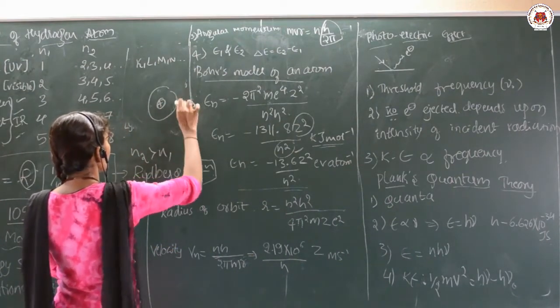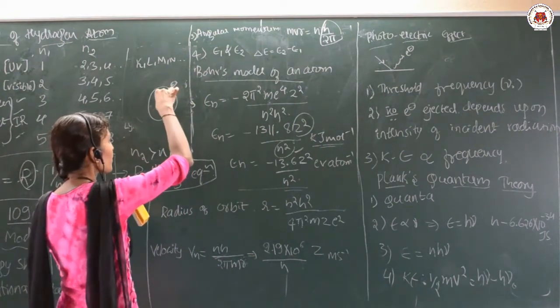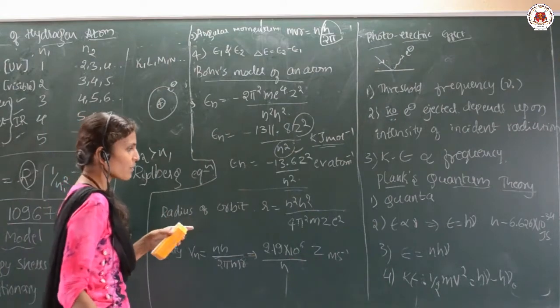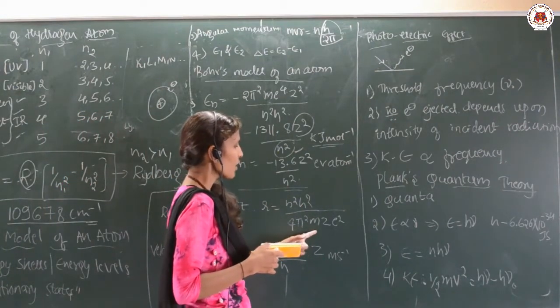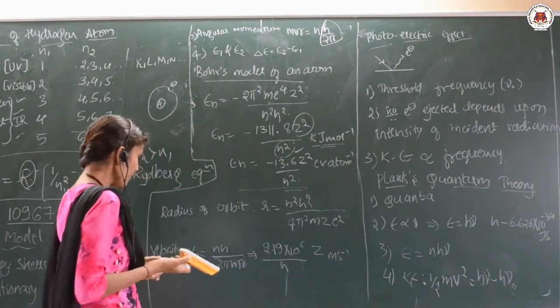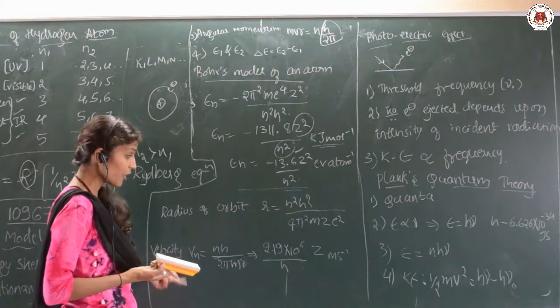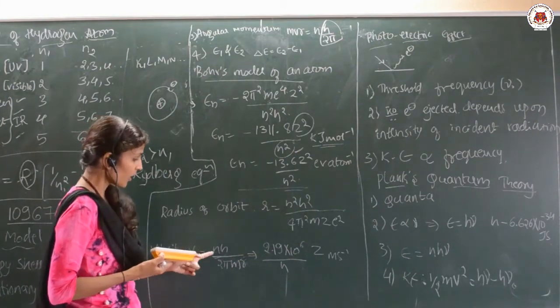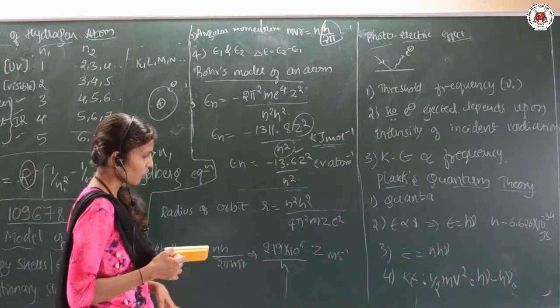This is the nucleus and this is the electron, this is the orbit. The radius of this orbit expression is given by n square h square divided by 4 pi square m into z into e square. Okay. And then the velocity of the electron in the nth orbit is given by n into h divided by 2 pi into m into r.